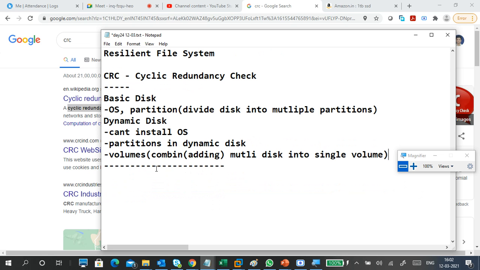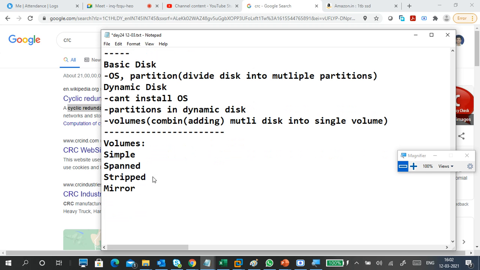So different types of volumes are there in the dynamic disk, of course. Different types of volumes we are able to create: simple volume, spanned volume, striped volume, mirror. These are the main volumes we can create directly.